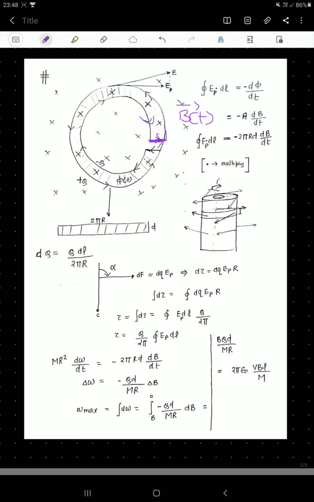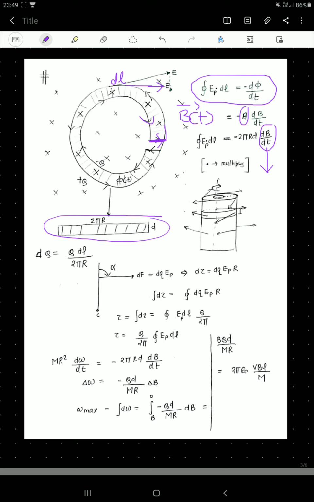I will write that suddenly switching off the magnetic field will induce an electric field which will be perpendicular to the dl segment of the loop. Now the closed integral of E dot dl can be written as minus d phi by dt, that can be written as minus A dB by dt. So this whole loop can be extended to form a rectangle, that can be written as 2 pi r d into dB by dt. Now dB by dt is the rate of change of magnetic field, so we will not do anything with this term.